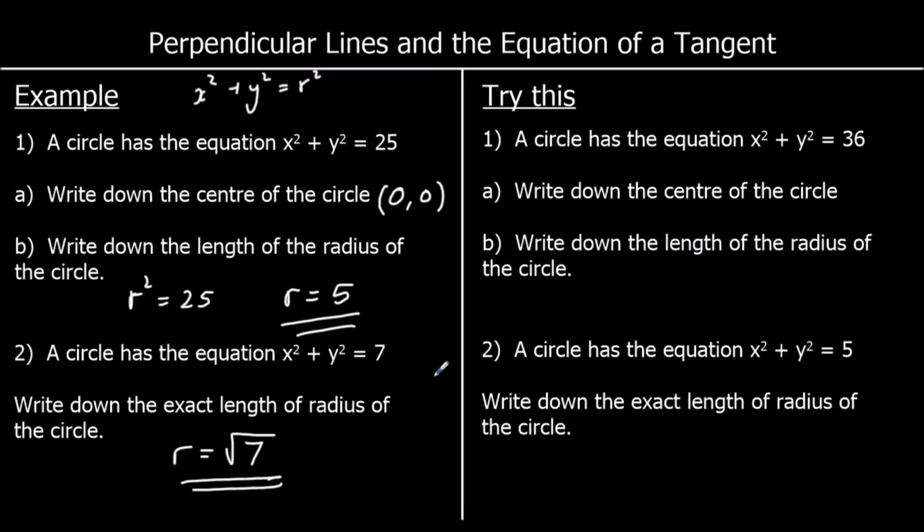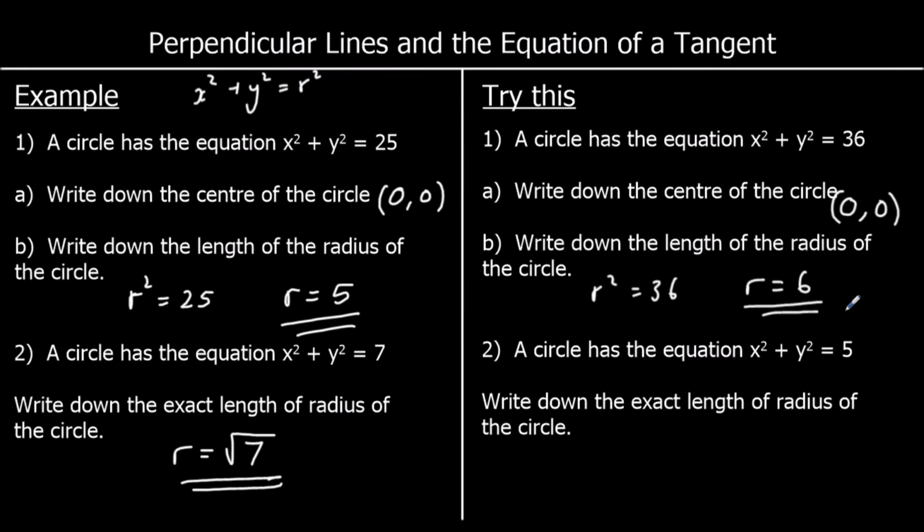Okay, one for you to try, so give these a go. Question 1, a circle has the equation x squared plus y squared equals 36. The center is at the origin, (0, 0). And the radius, so r squared is 36, so the radius must be the square root of 36, which is 6.